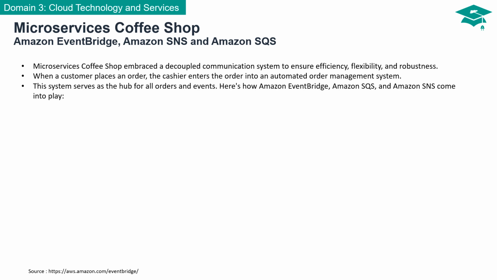Now, let's draw parallels between our coffee shop and some key AWS services, such as Amazon EventBridge, Amazon SNS, and Amazon SQS. In our microservices coffee shop, we embraced a decoupled communication system to ensure efficiency, flexibility, and robustness in our operations. Now, let's see how this decoupled system functions and how Amazon EventBridge, Amazon SNS, and Amazon SQS play vital roles in this ecosystem.